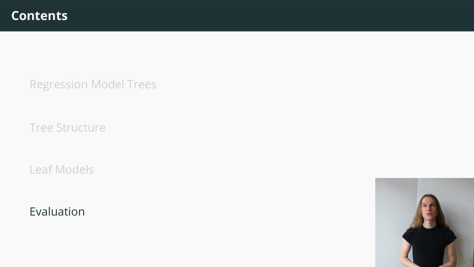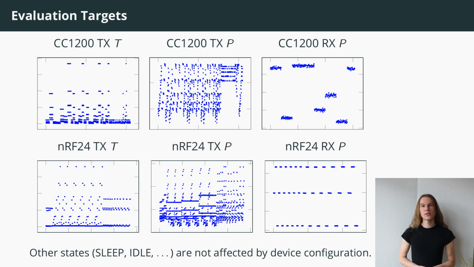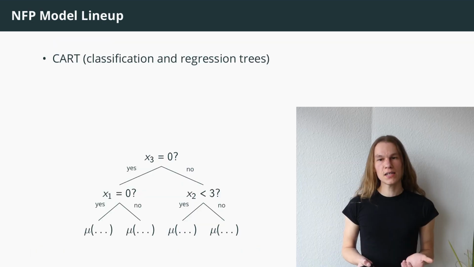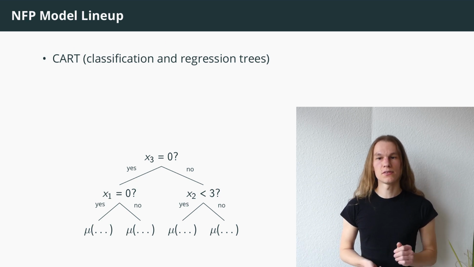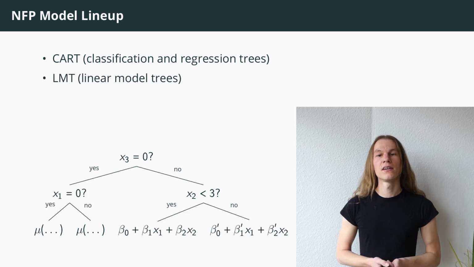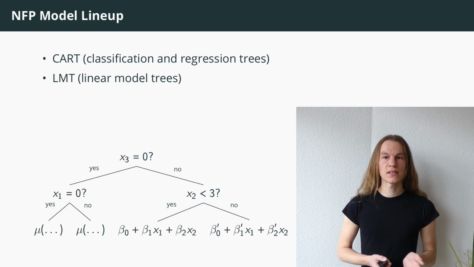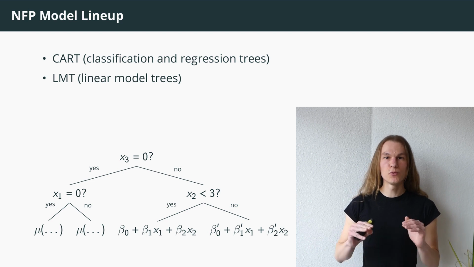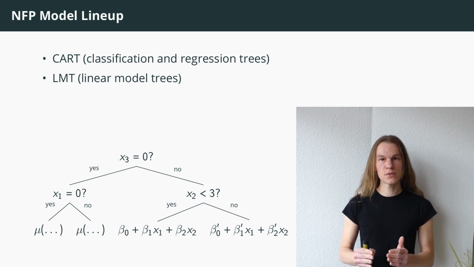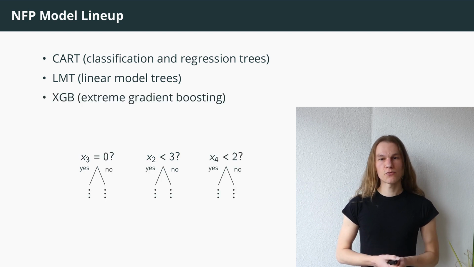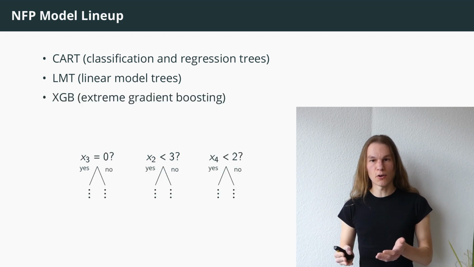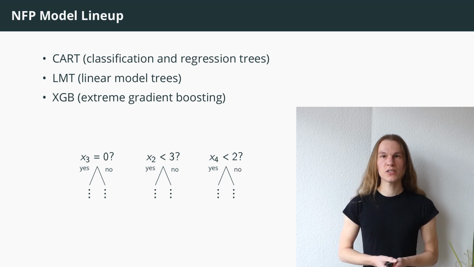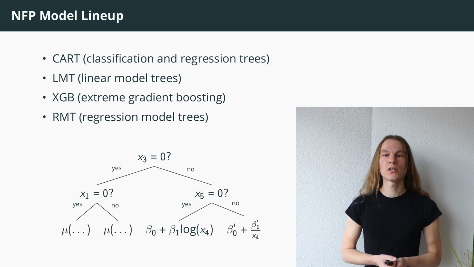Now let's see how regression model trees compare to other machine learning approaches. For this evaluation, we use the BME680 measurements again, plus receive and transmit measurements of two different embedded radio chips. Our model lineup or comparison consists of classification and regression trees, so basically piecewise constant functions expressed as a decision tree, linear model trees, which extend classification and regression trees with a bottom-up pruning step that transforms individual subtrees into linear functions, extreme gradient boosting, which is an ensemble or forest of several classification and regression trees, and finally our contribution, regression model trees.